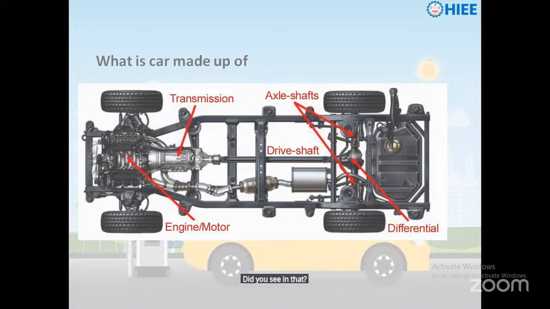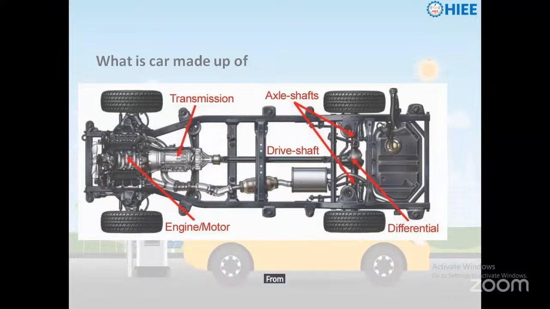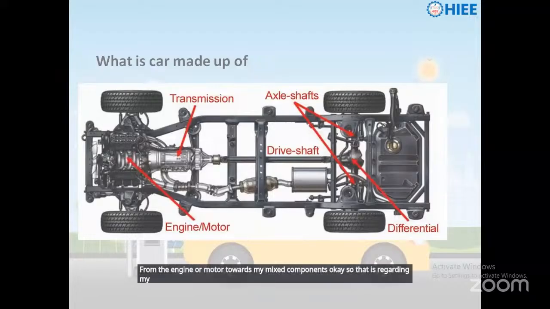Did you see that? Under the lorry, we have one long rod, which is rotating continuously whenever the lorry is in moving condition. That's the shaft we use to transmit the power from the engine or motor towards the next components. So that is regarding my drive shaft. Then I'll be having something called my differential.